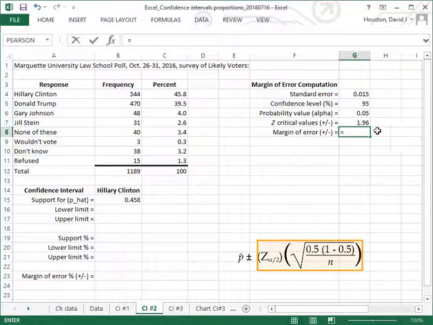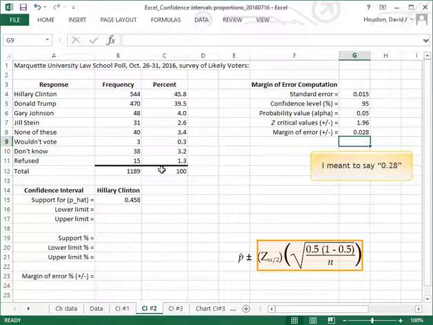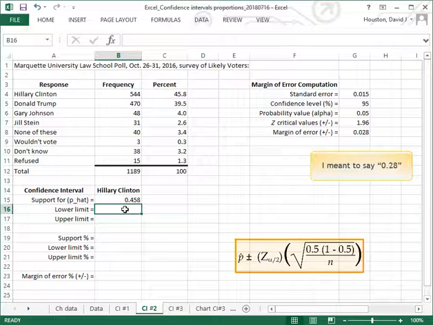Now for the margin of error, that's going to be equal to nothing more than our critical value times the standard error of 0.015, and there we see our margin of error is 0.025. Now we can construct our confidence interval.